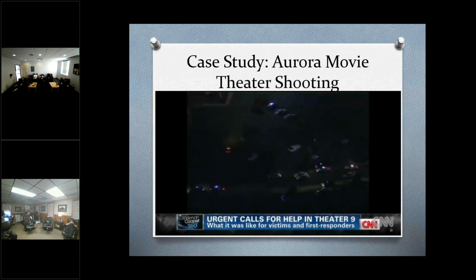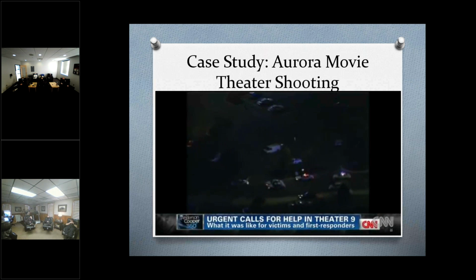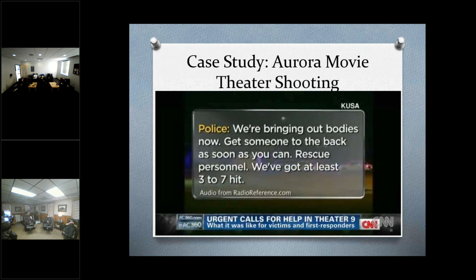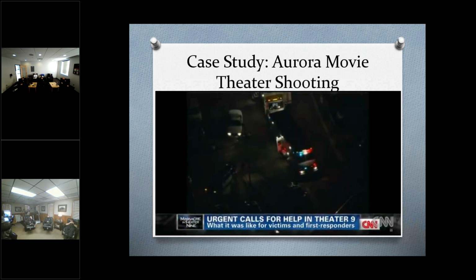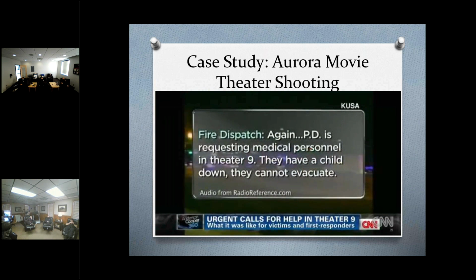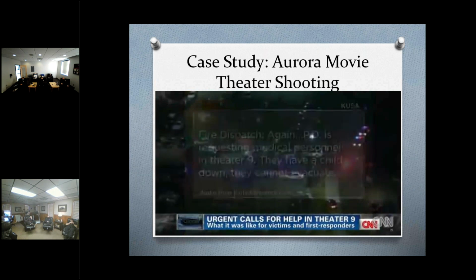Unable to wait any longer, police start moving victims outside on their own. We're bringing out bodies now. Get someone to the back as soon as you can. Rescue personnel. I got at least 3 to 7 hits. Medics are again requested for the child police are worried about. Again, PD is requesting medical personnel in Theater 9. They have a child down and cannot evacuate.